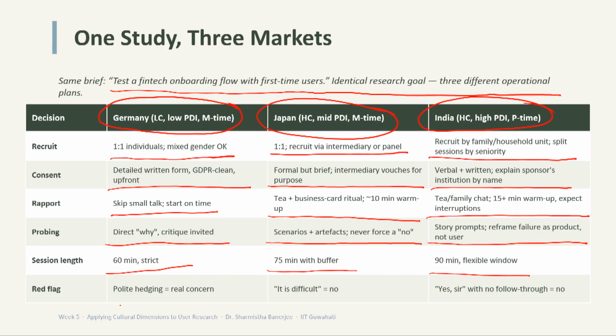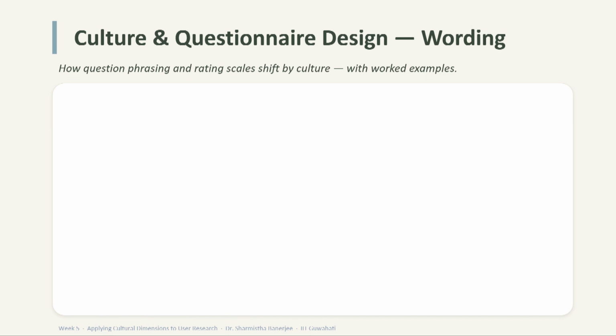Red flags. In Japan, polite hedging is a real concern. In Japan, if somebody says it is difficult, it means no. In India, if somebody says yes sir with no follow through, then it means no. So the culture and the questionnaire design wording also make a difference.